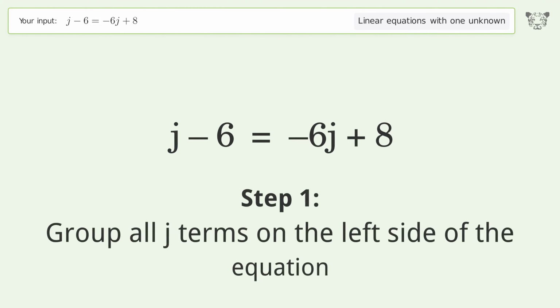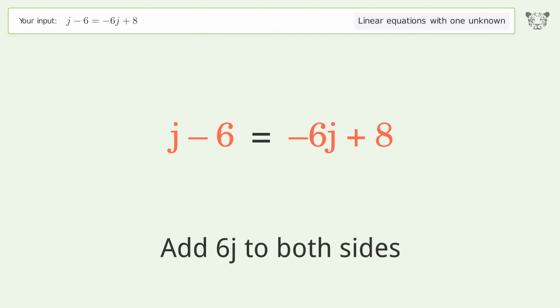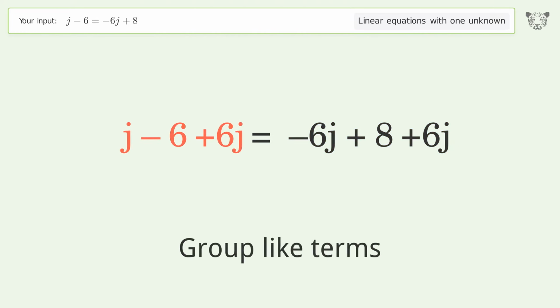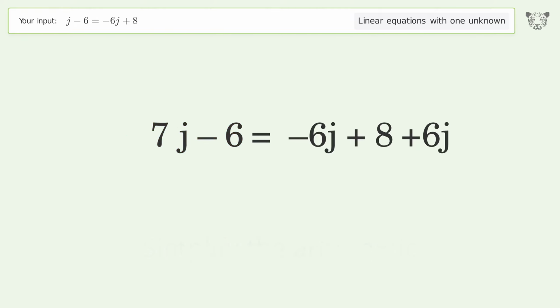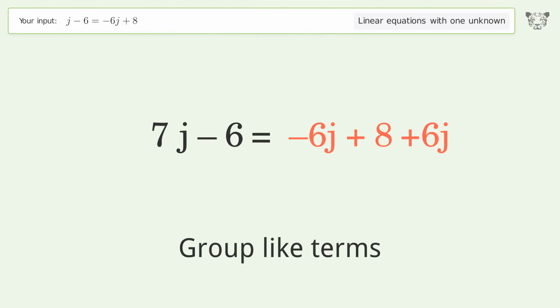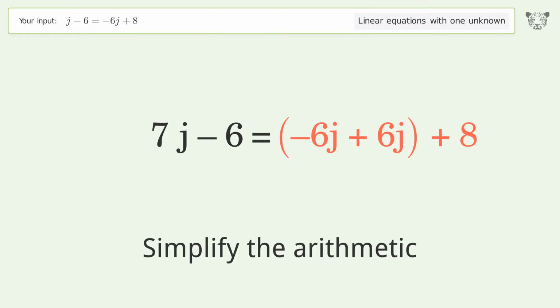Group all j terms on the left side of the equation. Add 6j to both sides. Group like terms. Simplify the arithmetic. Group like terms. Simplify the arithmetic.